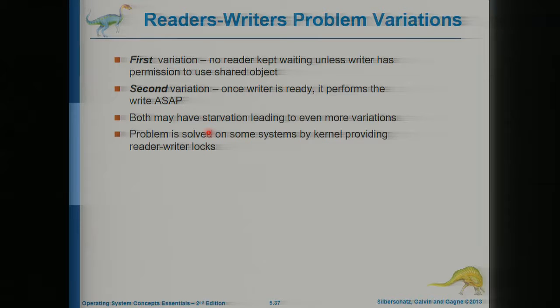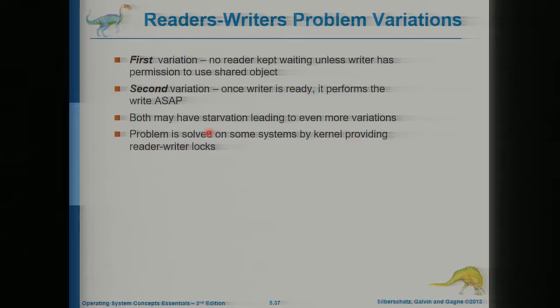The variations in the reader-writer problem: the first variation is the first reader-writer problem. First reader means what? Always the reader is given the first preference to enter. If the writer requests and the reader also requests simultaneously, the reader is given the option to enter the critical section.